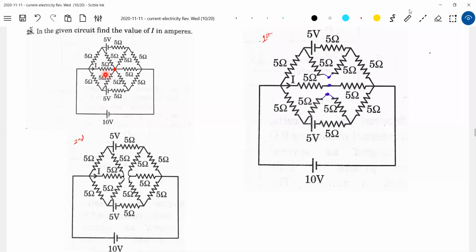What I told: assume loop currents I1, I2, I3, I4, I5, I6, I7. Seven loop currents, solve it. Seven linear equations will come. Take matrices, solve it. You'll get all the loop currents, then calculate current. There's no way you go wrong, only if mathematically you're wrong. Otherwise, no problem. There's a universal method.